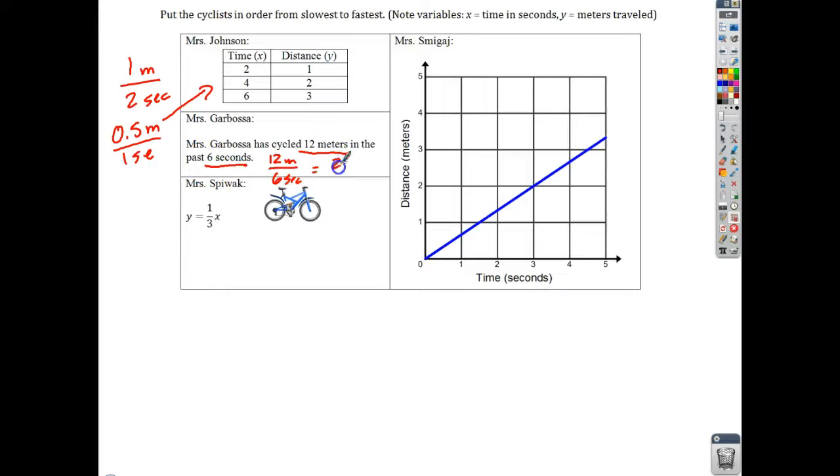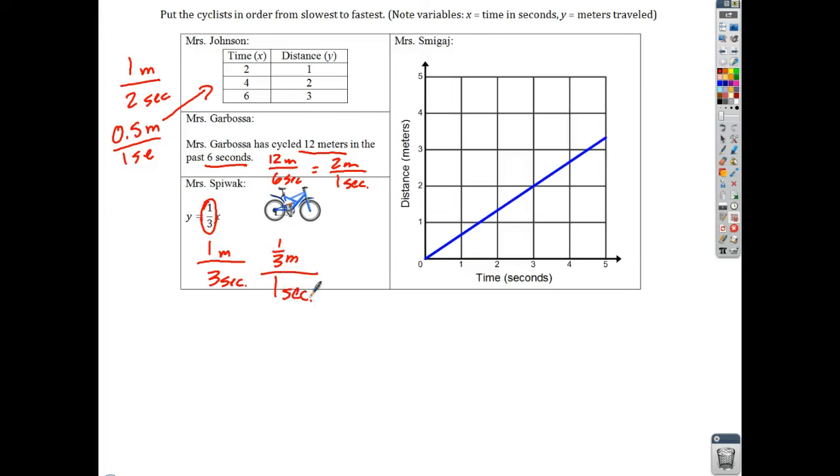So that's equal to 2 meters for 1 second. Okay. And then Mrs. Spiewak is going, well, we look at this. So she's going 1 meter every 3 seconds, right? That's what this is saying. And really the unit rate here, or the rate of change, is 1/3 of a meter every 1 second.